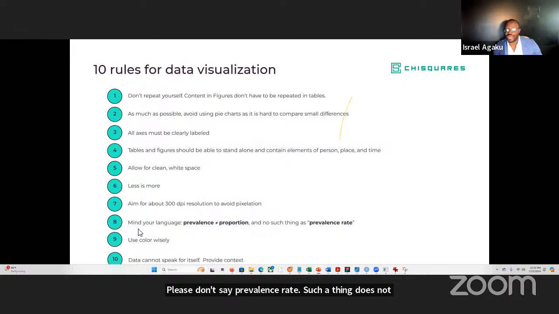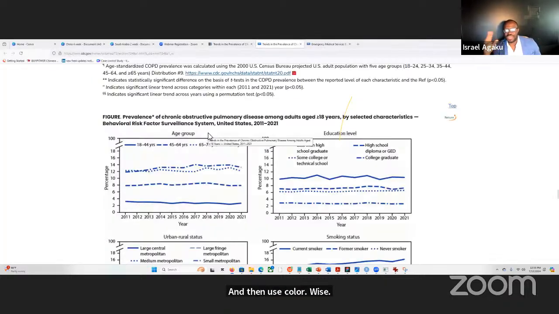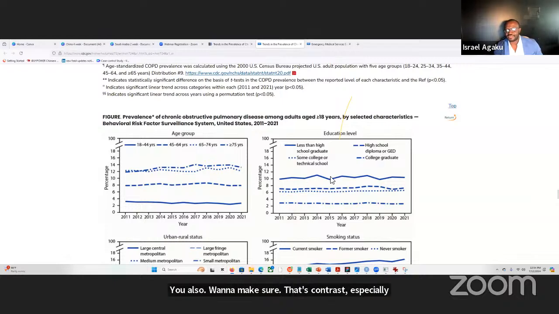And then use color wisely. Again, a figure is not a place for you to show how creative you are. Sure, we want creativity, but it shouldn't be so creative. So you want to be careful of safe colors. Some colors do not look so well on the web, right? You also want to make sure there's contrast, especially if you're trying to compare two things.